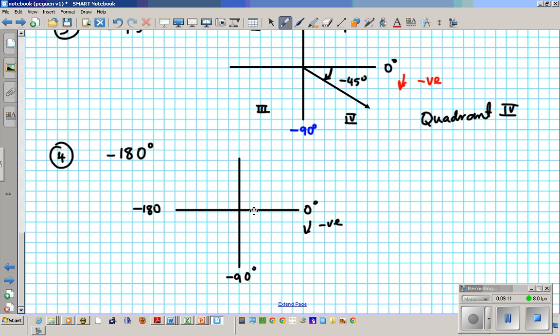You notice this is where our terminal side is. Our terminal side is going to overlap on the negative x-axis, okay? So you can put the arrow there to make it obvious. This is our rotation right here. Bam. This is negative 180.